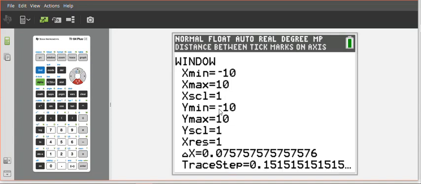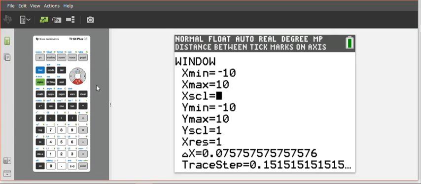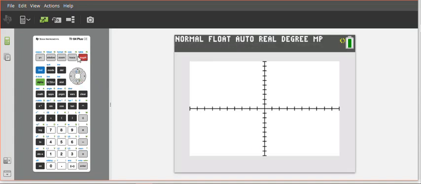For the y-axis, the smallest y value I want to see is negative 10, and the biggest y value I want to see is positive 10. Because the y scale is 1, I'm putting a tick mark every 1 unit. So this is a pretty standard window. Sometimes if you don't see your graph in this window, you would have to adjust it. All right, so we'll go ahead and graph.